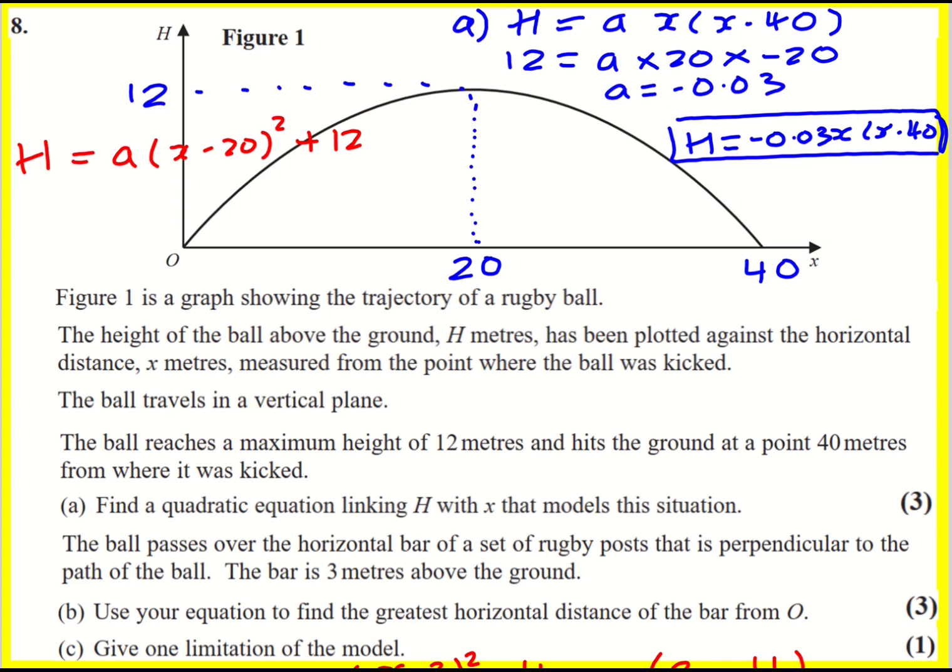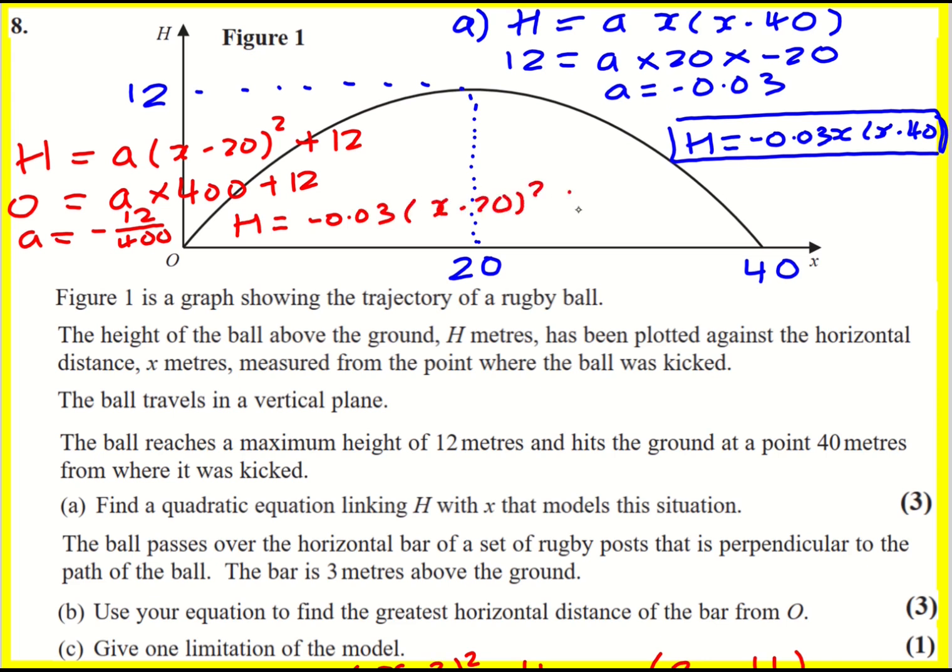I think I'm going to use 40. Actually, it's going to be exactly the same. So h is 0, and I'm going to get a times 20 squared or minus 20 squared. That's why it's going to be the same. Plus 12. And I'm again going to get a is minus 12 over 400, which will give me h equals minus 0.03 times x minus 20 squared plus 12.